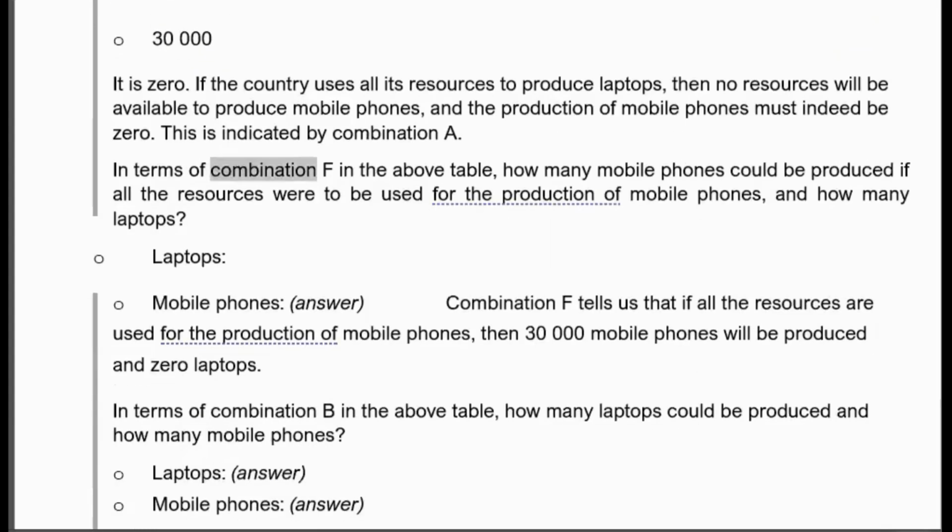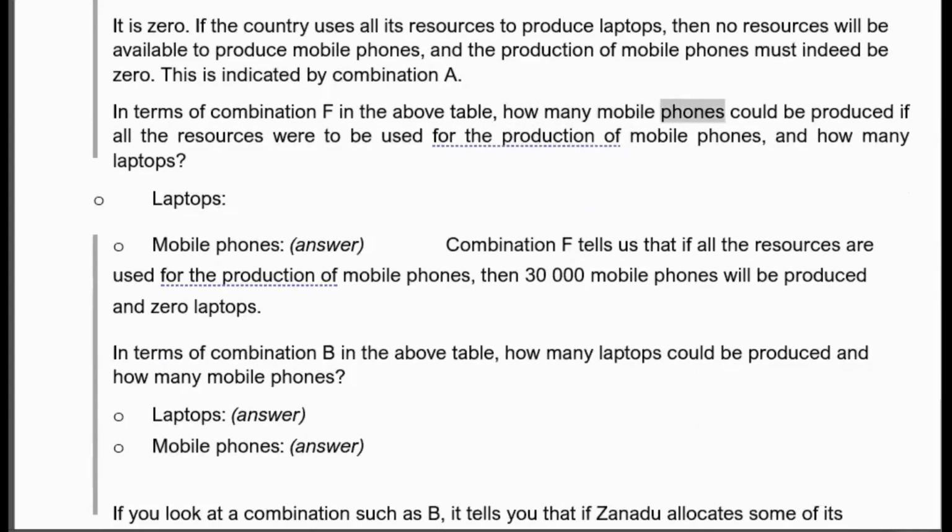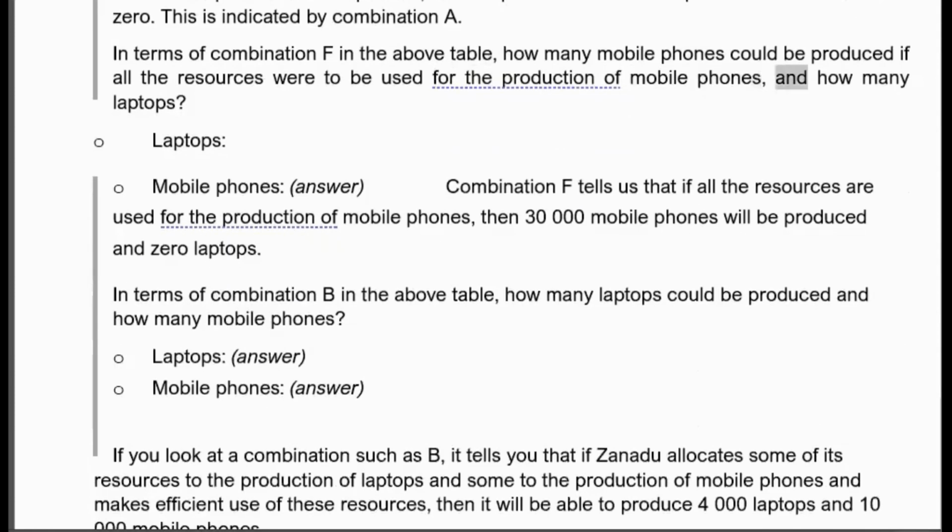In terms of combination F in the above table, how many mobile phones could be produced if all the resources were to be used for the production of mobile phones, and how many laptops?